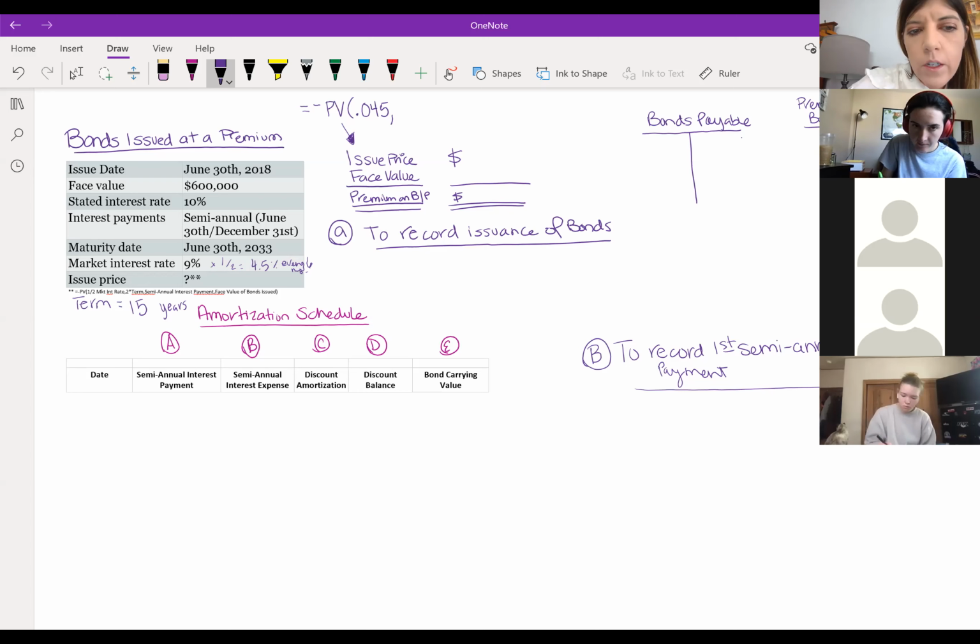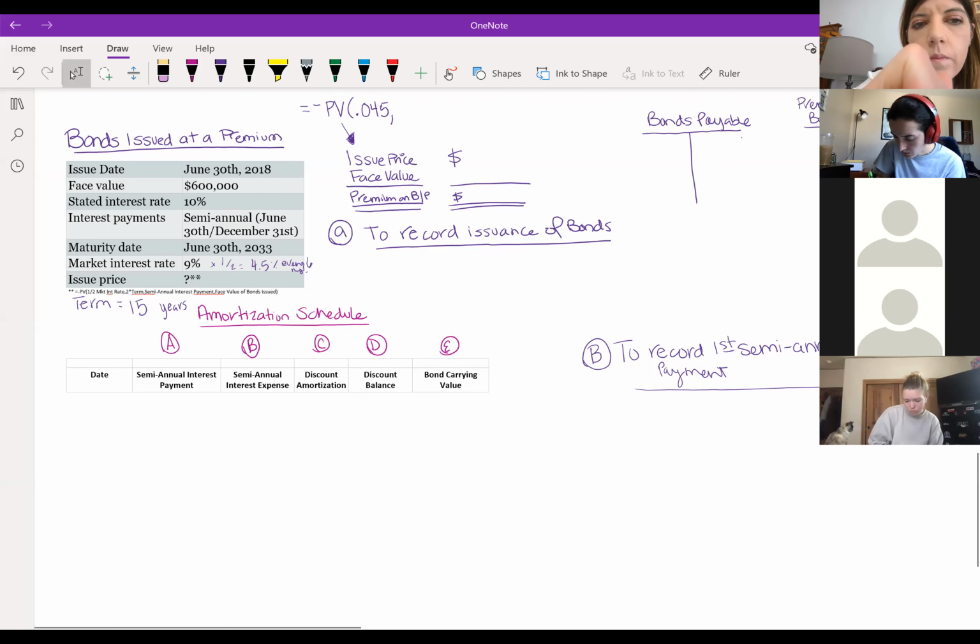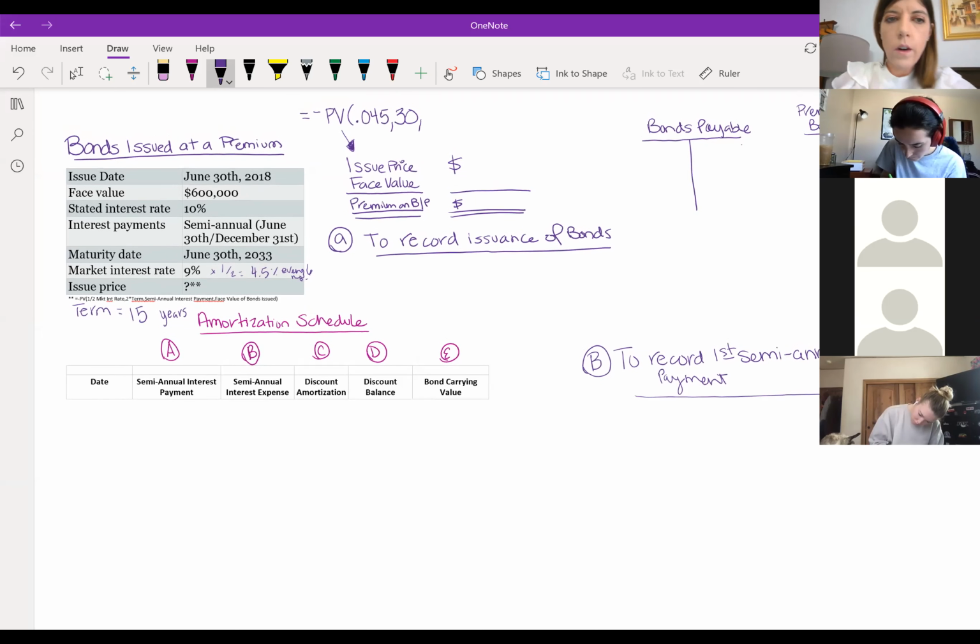So remember, with a percentage, you move the decimal point over 2 to the left to get that in decimal format. The second number is the number of payments that you're going to make. So because we're paying interest twice per year, we're going to take 2 times the term, which is 15 years, to get the number of interest payments we're going to make. How many interest payments do we make for this particular bond? 30. 30, correct. And then another comma.